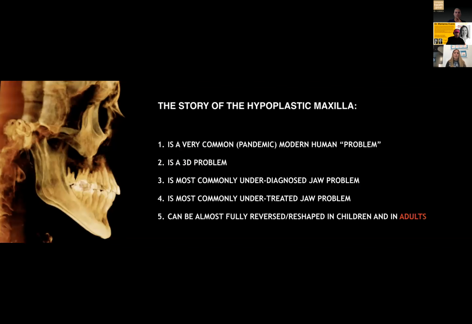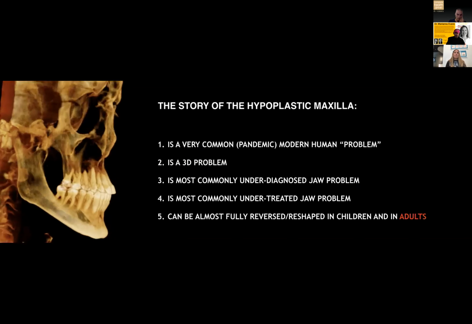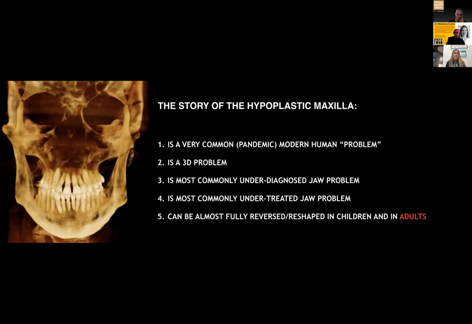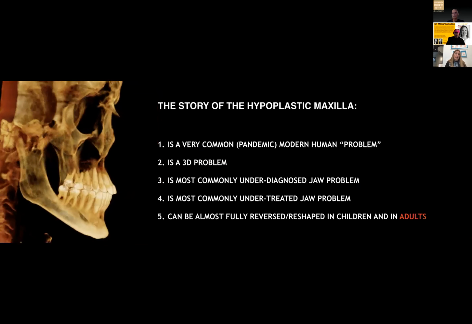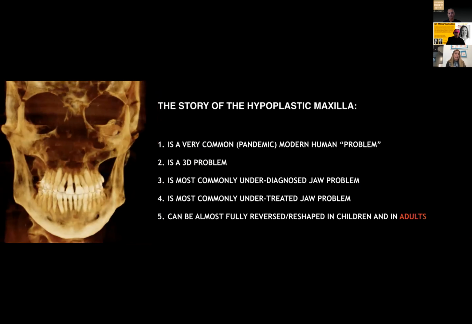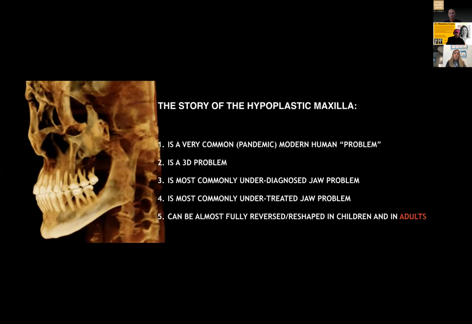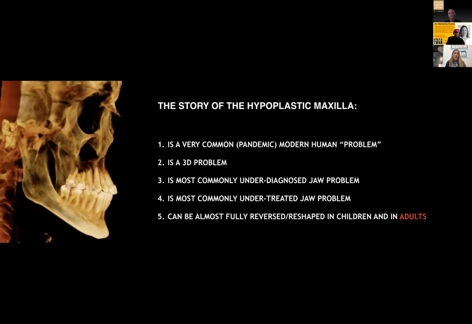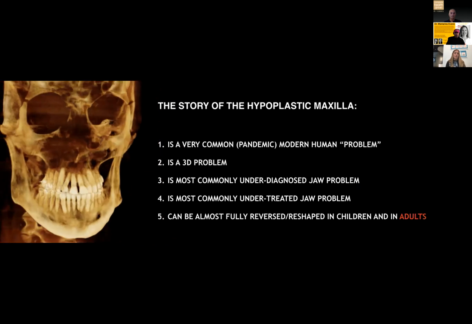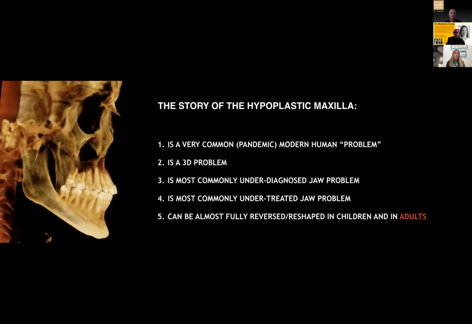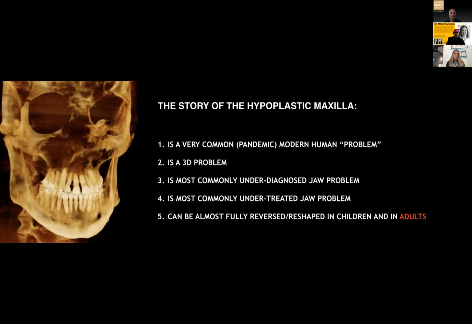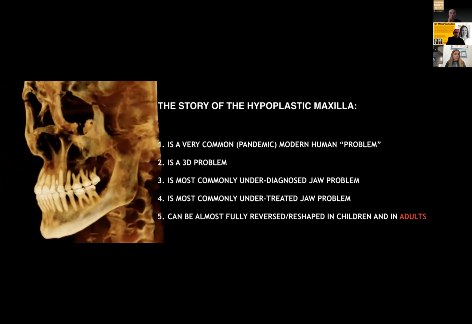The story of hypoplastic maxilla is also very important to discuss. Number one, maxillary hypoplasia is a very common modern human problem. And today it's reaching pandemic levels. Imagine the percentage of children that present with crowding, crossbites, and require orthodontic treatment. All of these children with deficient jaws have a deficient maxilla, obviously. Maxillary deficiency is a 3D problem.